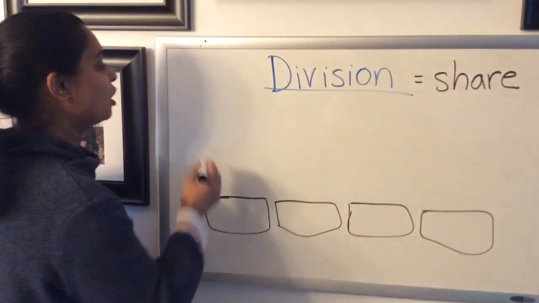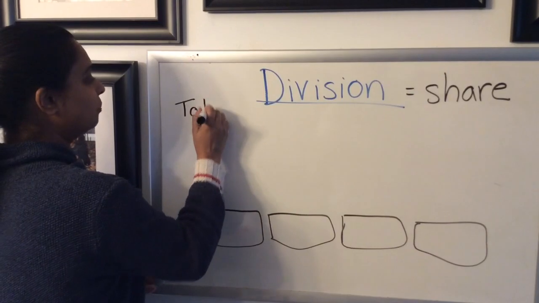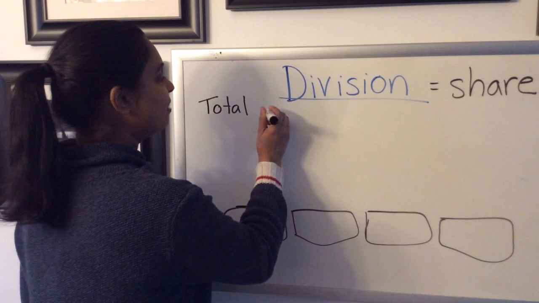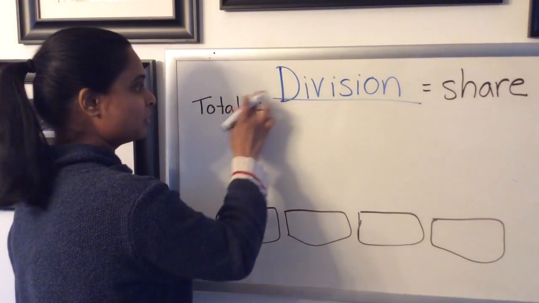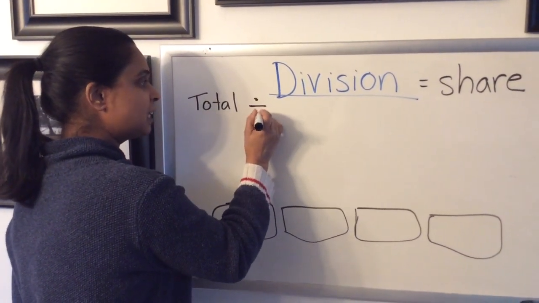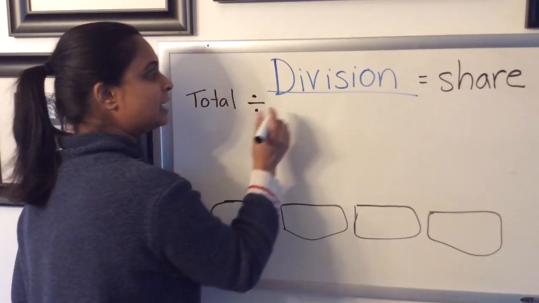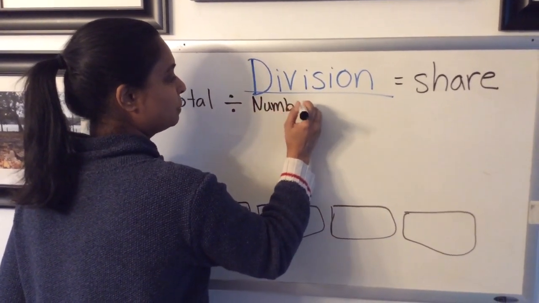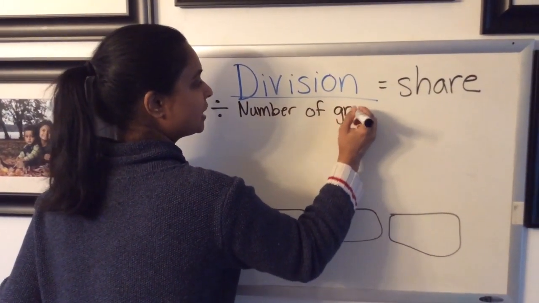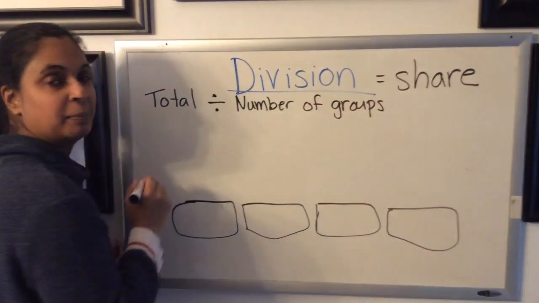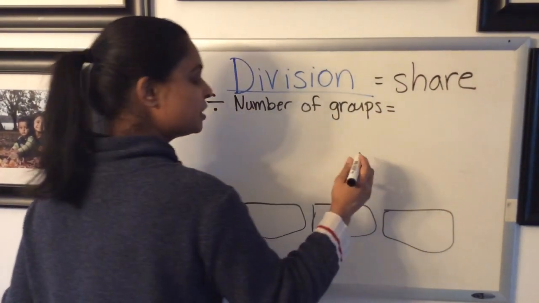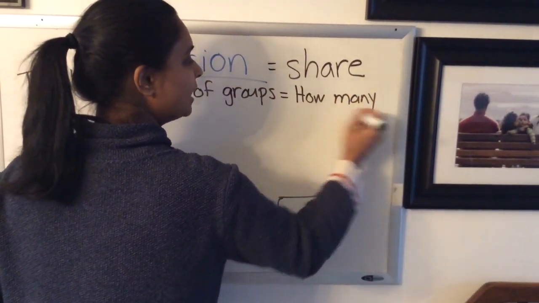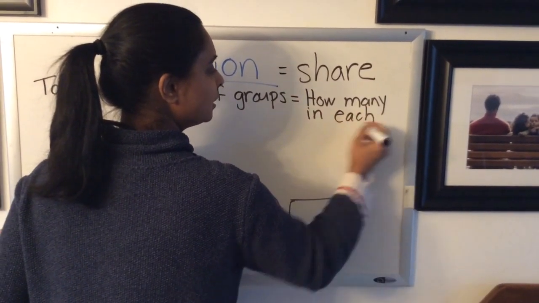Now, a division sentence always starts like this. They give you a total, which is the big number, a group of many things, and then they would like you to divide that. So that's the division sign there. They want you to take your group of things, your total, and divide it into groups. So your second number will tell you how many groups you're going to be dividing into. And then your answer is going to answer this question: how many in each group?